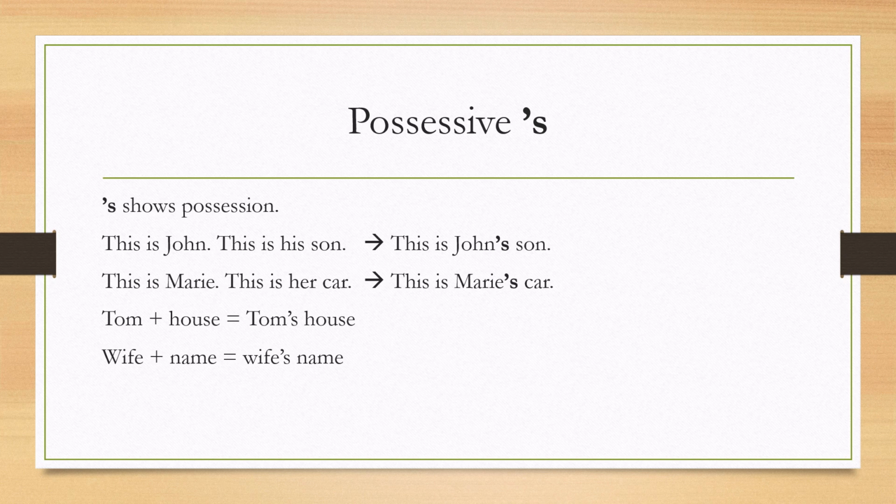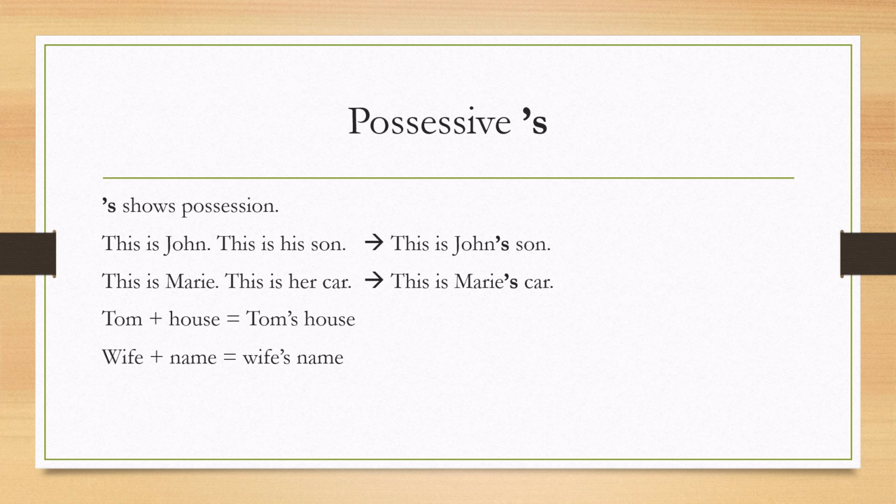Possessive with the apostrophe s. The apostrophe s shows possession. This is John. This is his son. So if we use the apostrophe s to show possession, it becomes this is John's son. Notice that the apostrophe s sounds like a z. This is John's son. This is Mary. This is her car. This is Marie's car.